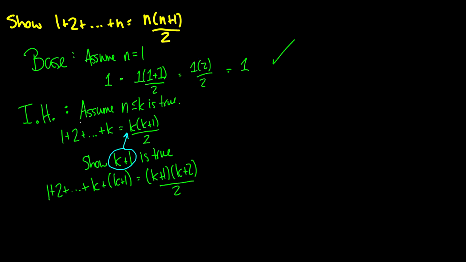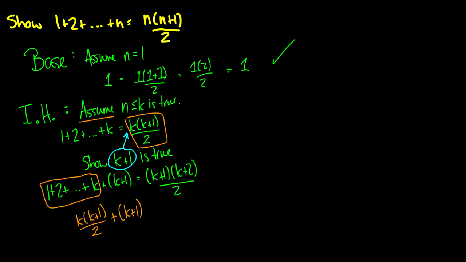Well, the assumption is the most important part of a good inductive hypothesis. Since what we have here is that this part right here, this 1 plus 2 plus all the way up to k, is equal to k times (k plus 1) over 2. This is part of our assumption. So what we can do is we can plug this in. So we have k times (k plus 1) over 2. We can just add k plus 1, and now we just need to show that this equals (k plus 1) times (k plus 2) divided by 2.